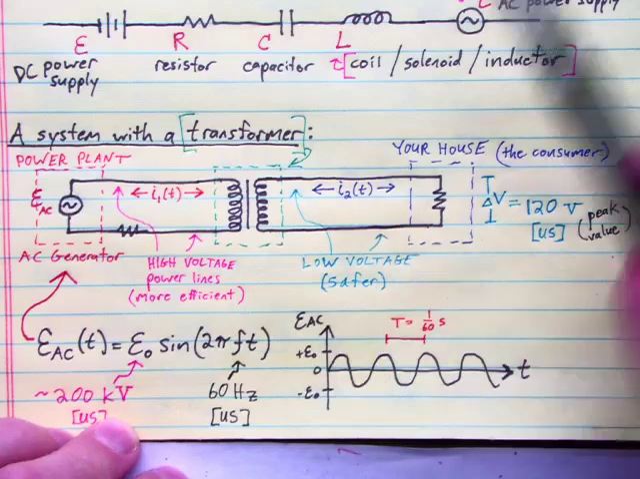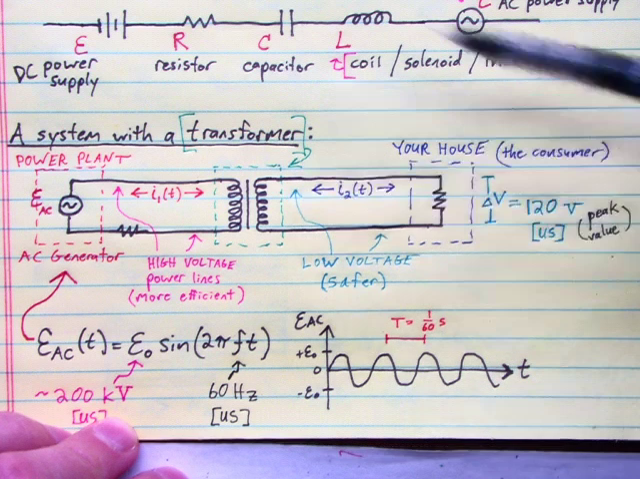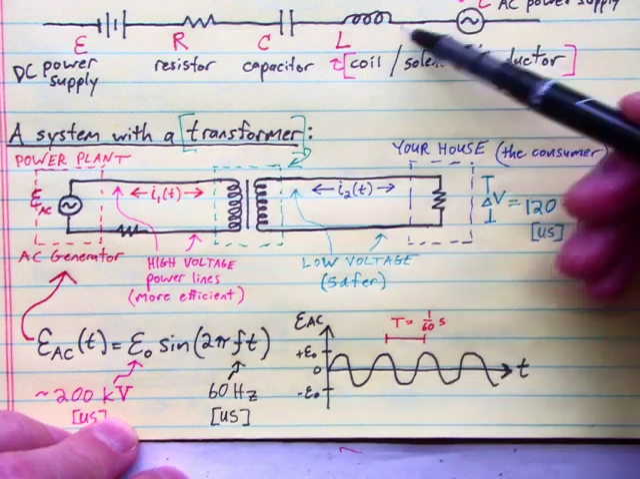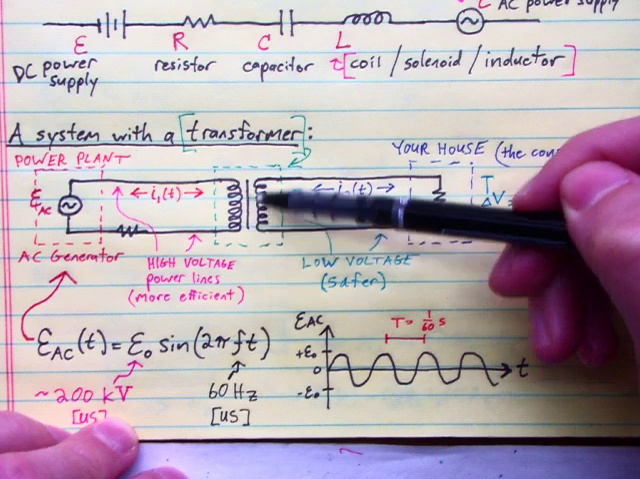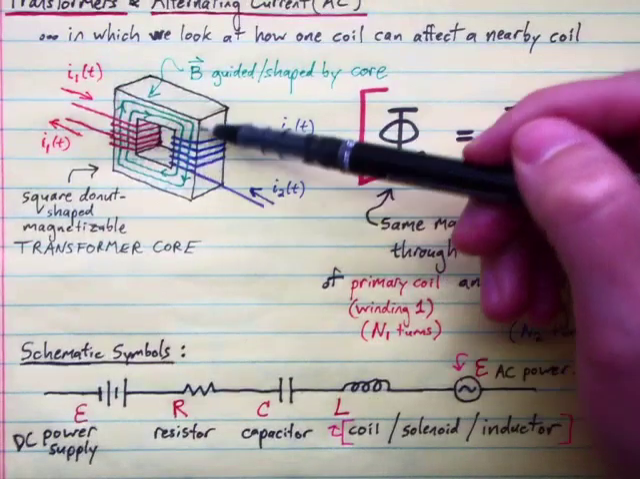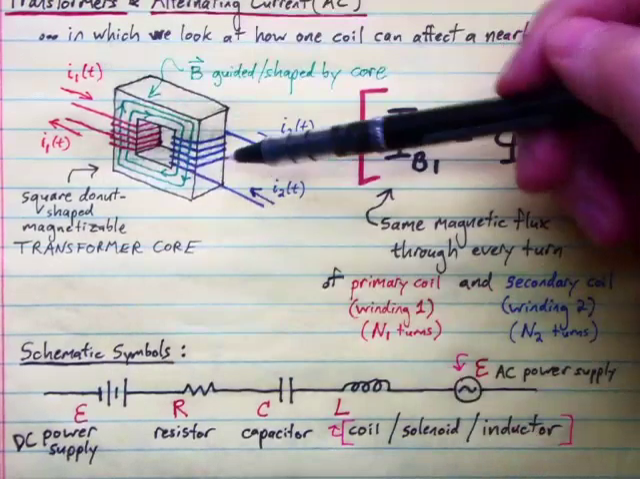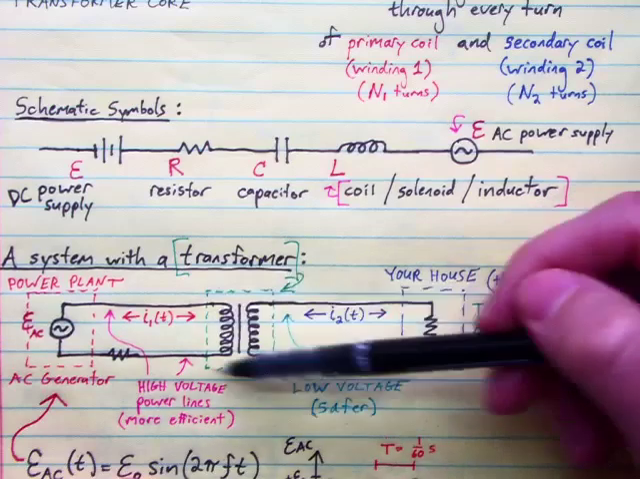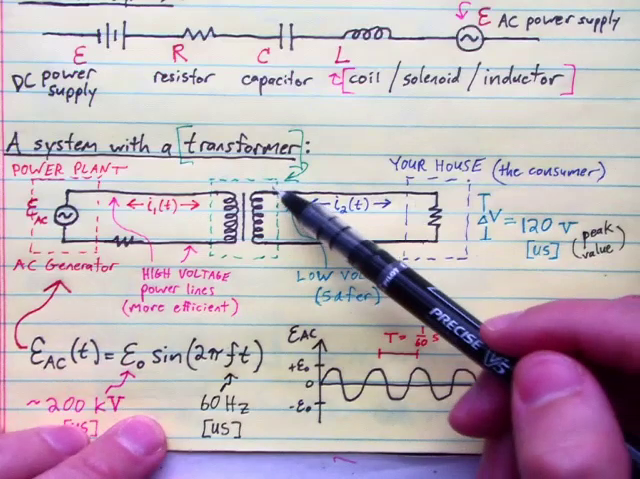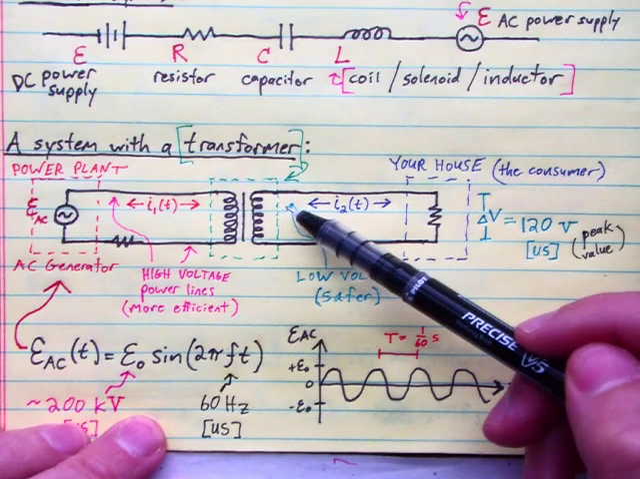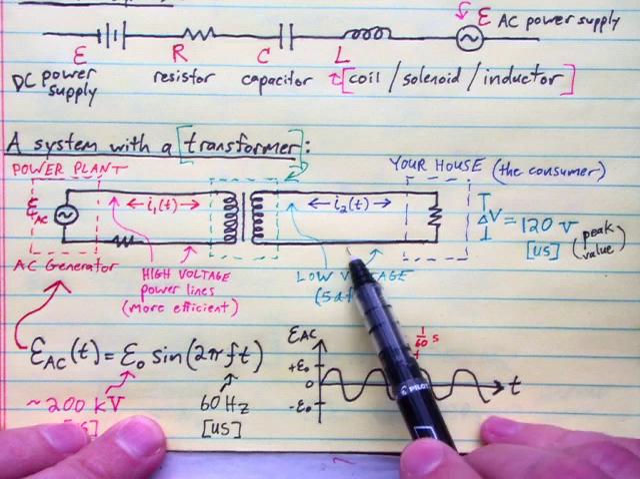So a transformer. Here's the circuit schematic symbol for a transformer. It looks like two coils, like here's our coil here, our inductor. So two coils, and you draw a line in between them. That line represents our magnetizable core right here. So this object is represented with this symbol in our circuit. Okay, so let's take a closer look at this transformer to see how it accomplishes this step down in voltage from the high voltage here to the low voltage here.